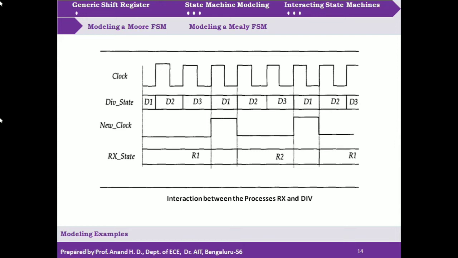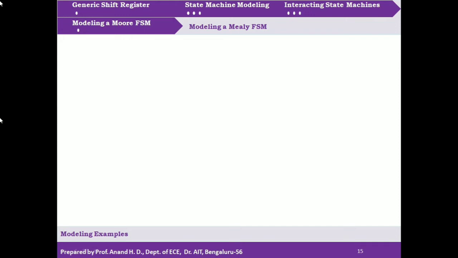Okay, so that is the concept of interacting state machines, where we have seen two examples. One example with respect to process MP and process TX, and another example with respect to process div and process Rx. Okay, so let me continue with the next topic, that is modeling a Moore FSM, that is Moore finite state machine. How to model a Moore finite state machine.